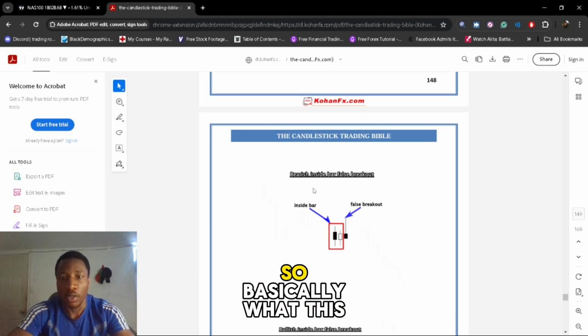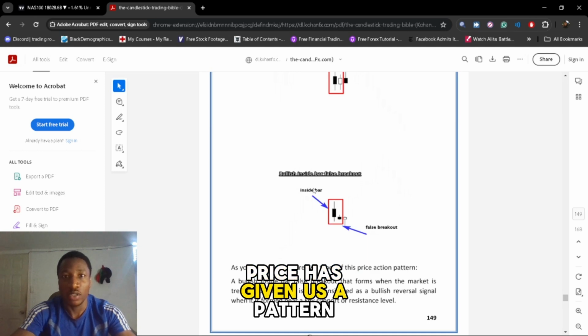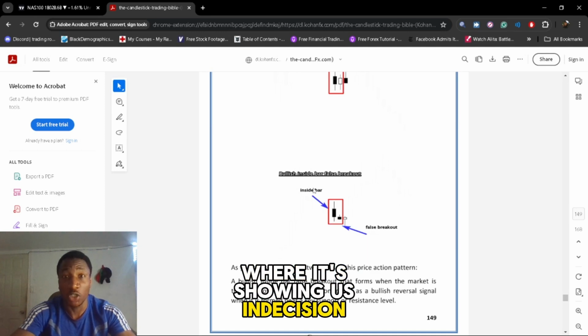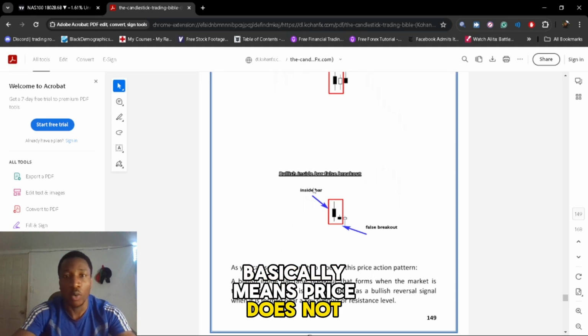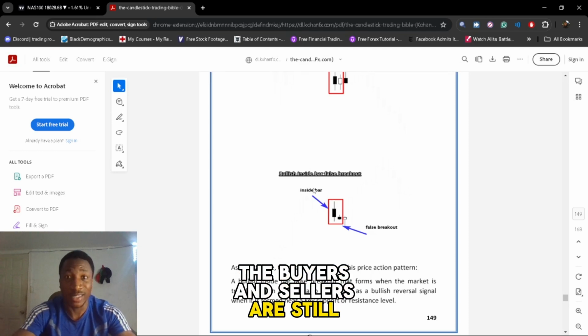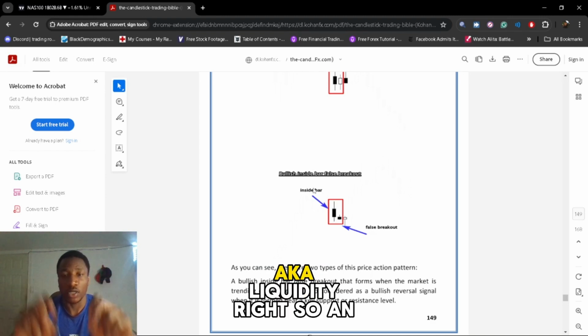Really simple, man. Price has given us a pattern where it's showing us indecision in the market. Indecision basically means price does not know where to go. The buyers and sellers are still indecisive, and this can lead to false breakouts, aka liquidity.